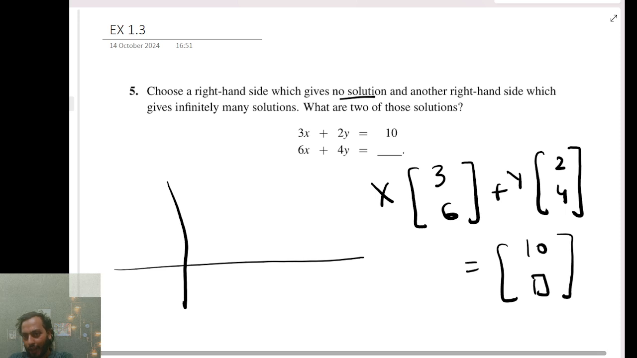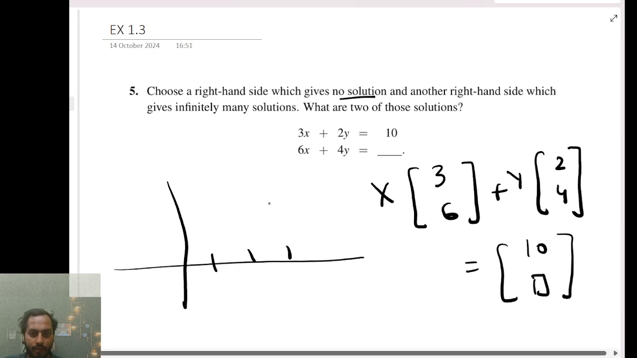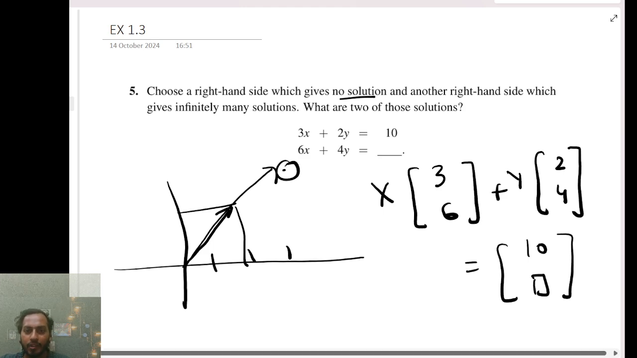Once you see these vectors, you will see something interesting. 3, 6, 2, 4. Are you seeing that both vectors are in the same direction? This is my first vector 3, 6. And what is my second vector? 2, 4, which is also here. Both vectors are in the same direction. If I want to add them in the right amount, where can I reach? I can reach all points which lie in the same direction, right?